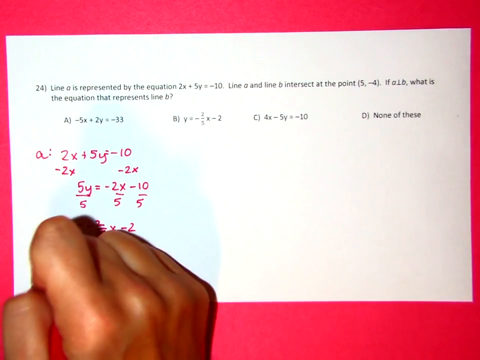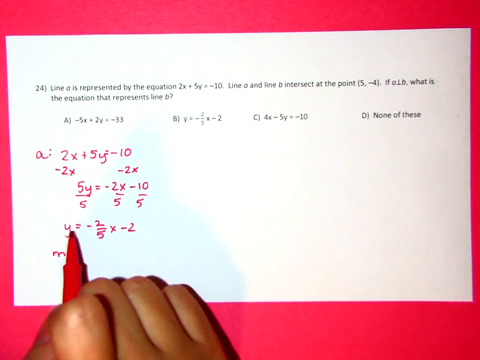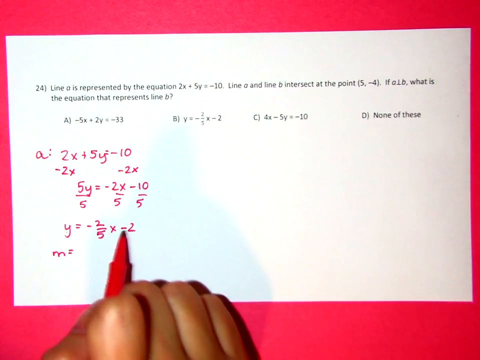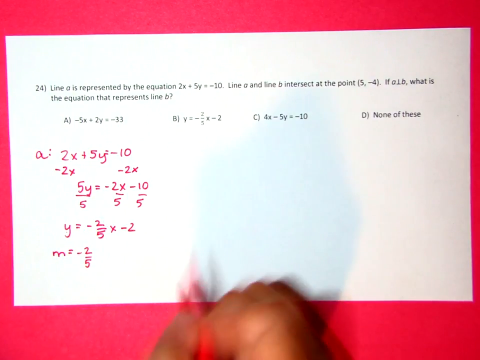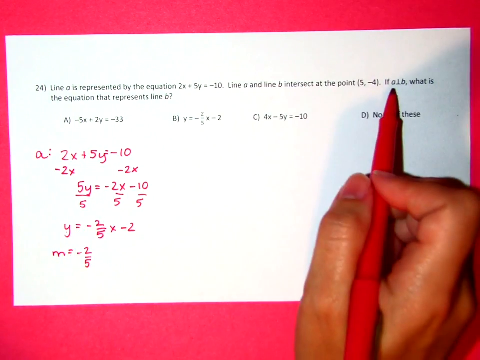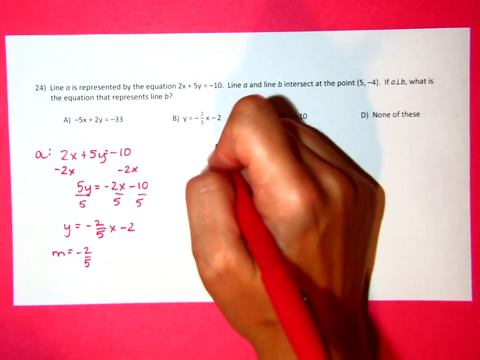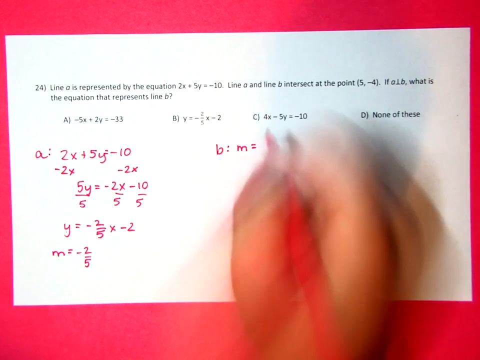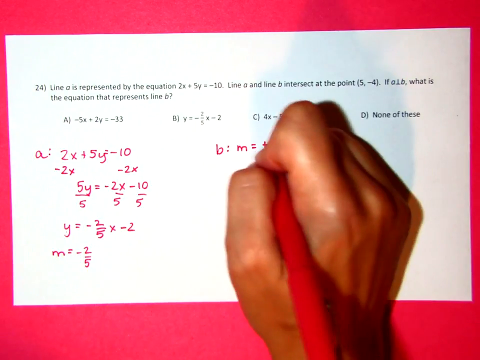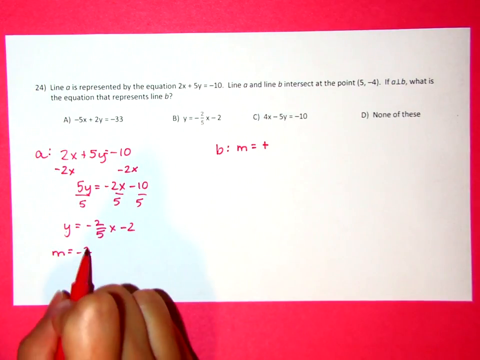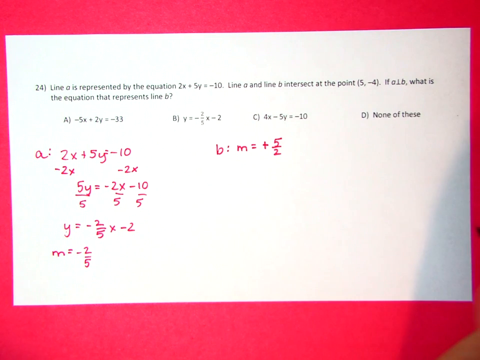So what is the slope for line A? This is y equals mx plus b, so my slope is negative 2/5. Now for the two lines to actually be perpendicular, I need the opposite reciprocal slope. So in line B, I need to use the slope that's opposite in value. If this one's negative, it means my slope here is going to be positive. And the reciprocal means we need to flip this fraction. So positive 5/2 is the slope of the new line.